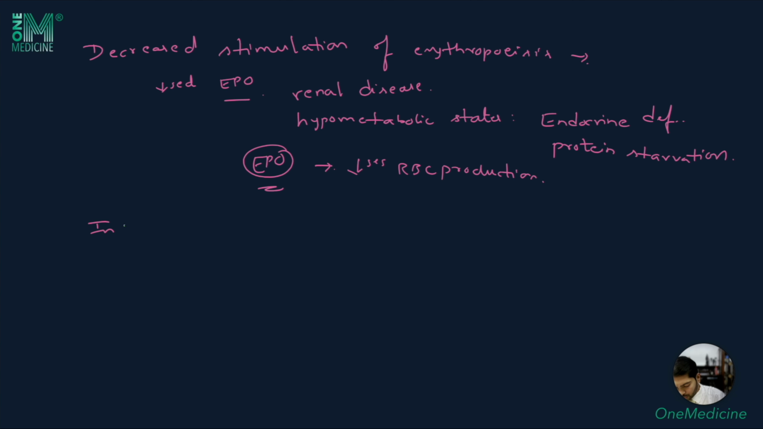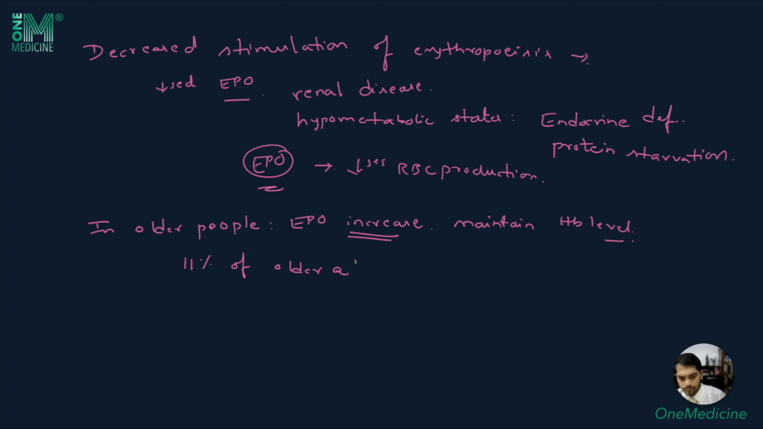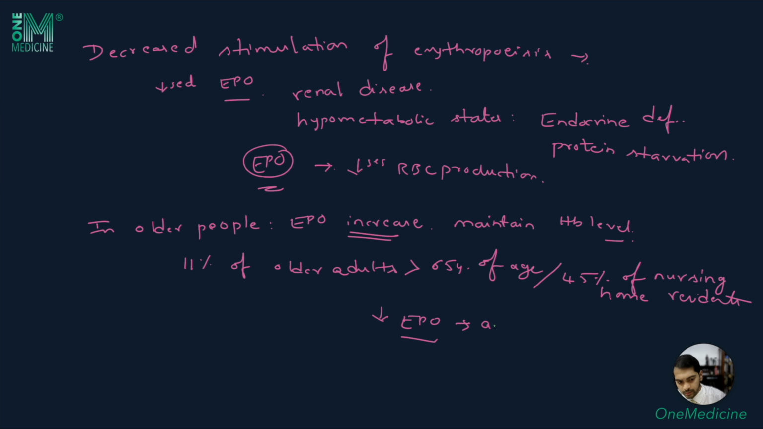In general, in older people, erythropoietin levels usually increase to maintain the normal hemoglobin level. So if this increase is not happening properly, that can also lead to anemia. Around 11% of older adults more than 65 years of age, or up to 45% of nursing home residents, usually have reduced erythropoietin level, and this can lead to anemia.